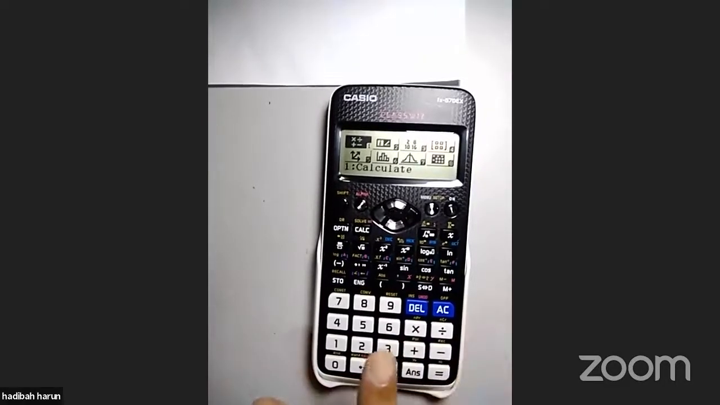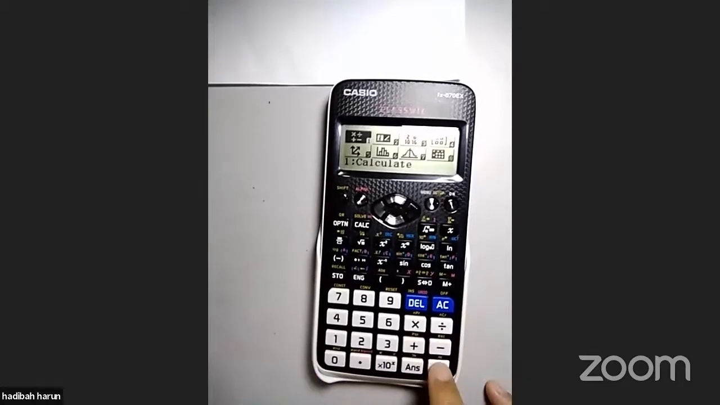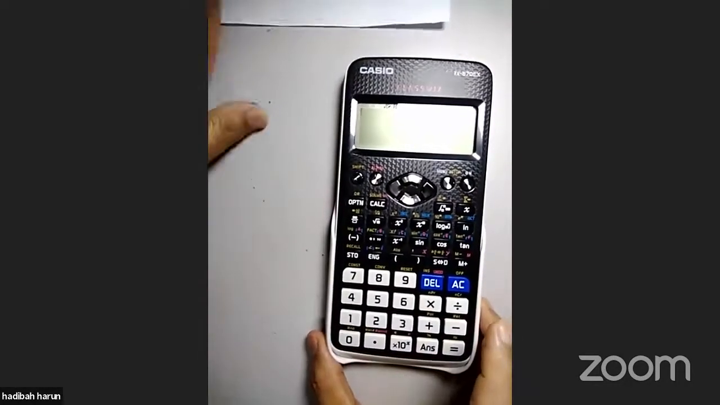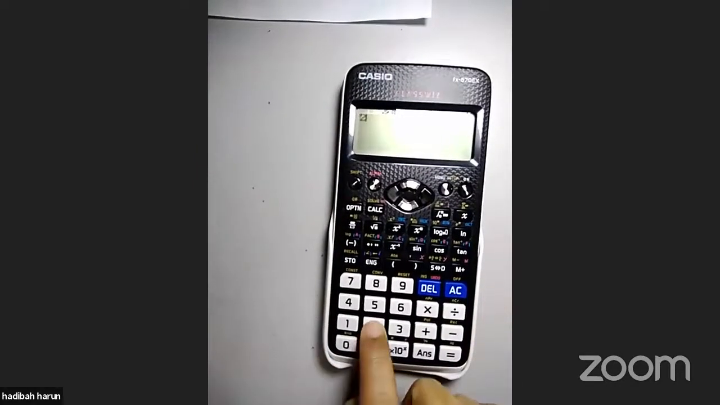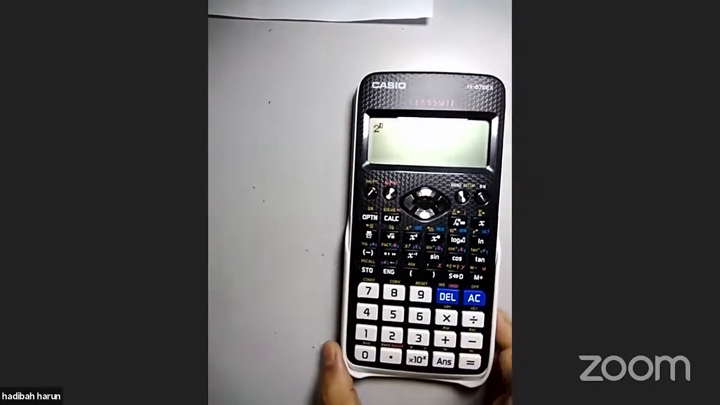It seems that this is the latest version. Okay, so you calculate. Okay, you press equal sign. Use your calculator to check. 2 to the power of 2.